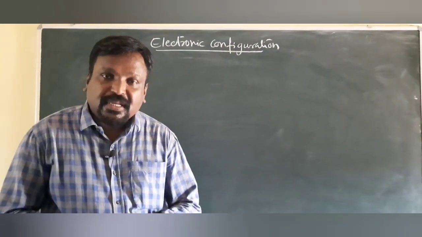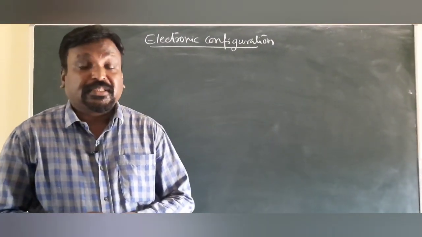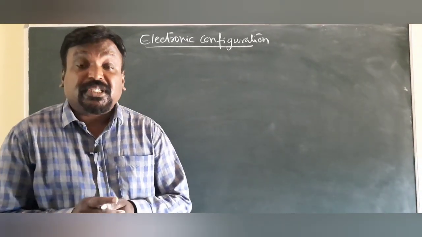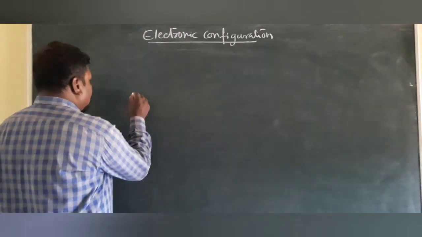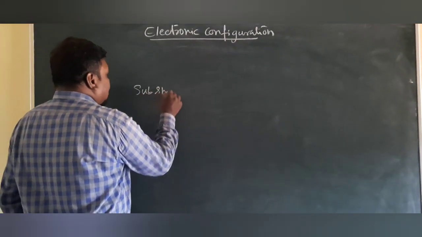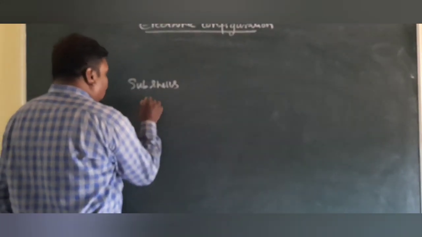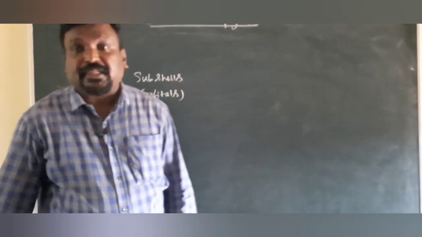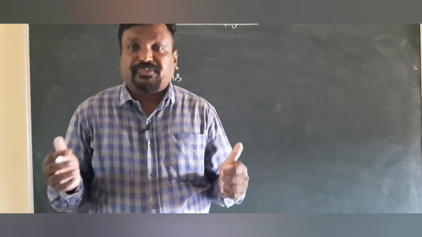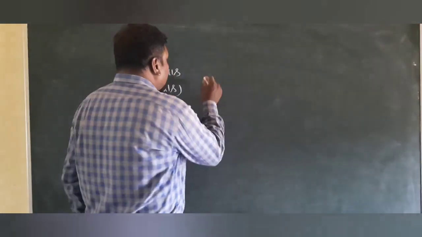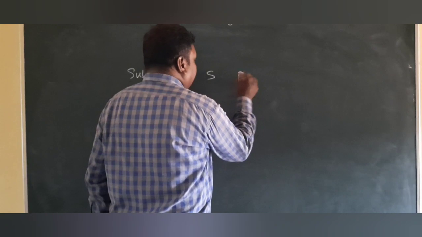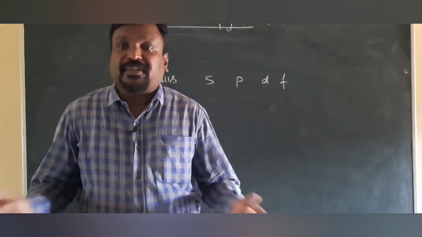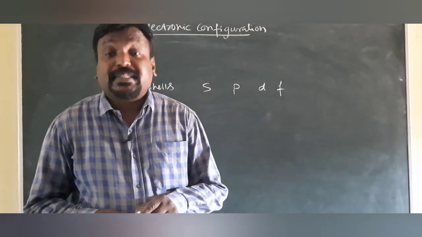In addition to the shells or energy levels, there are small rooms or compartments within the shells which are called subshells. Subshells. They are also called orbitals. There are 4 different types of subshells, which are called S, P, D and then F. S, P, D, F. So these are called the subshells, remember.